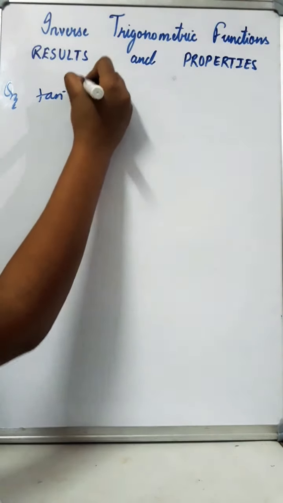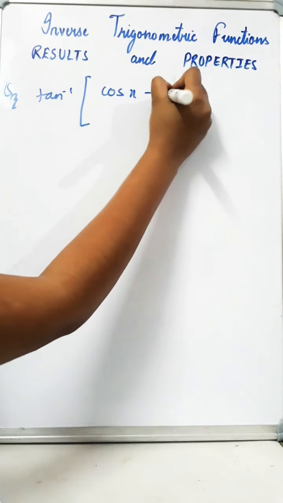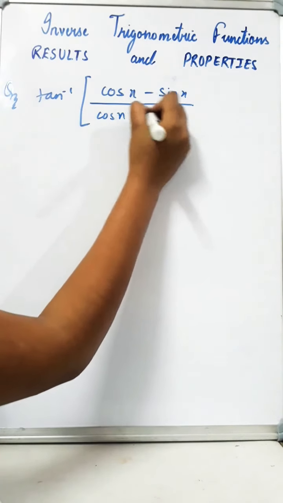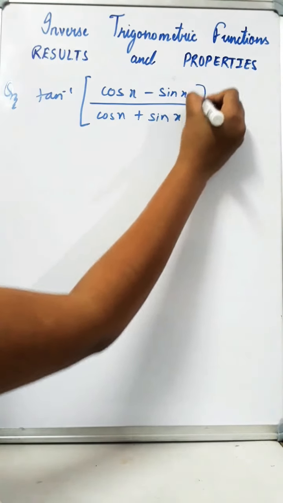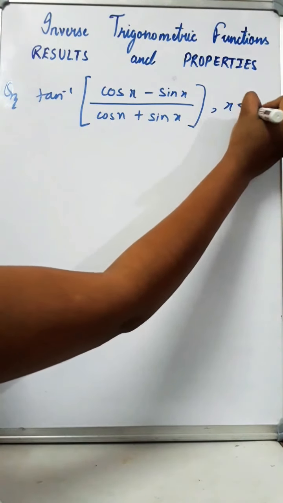Tan inverse of (cos x minus sin x) upon (cos x plus sin x). Right, look at it carefully. Now x is smaller than pi.